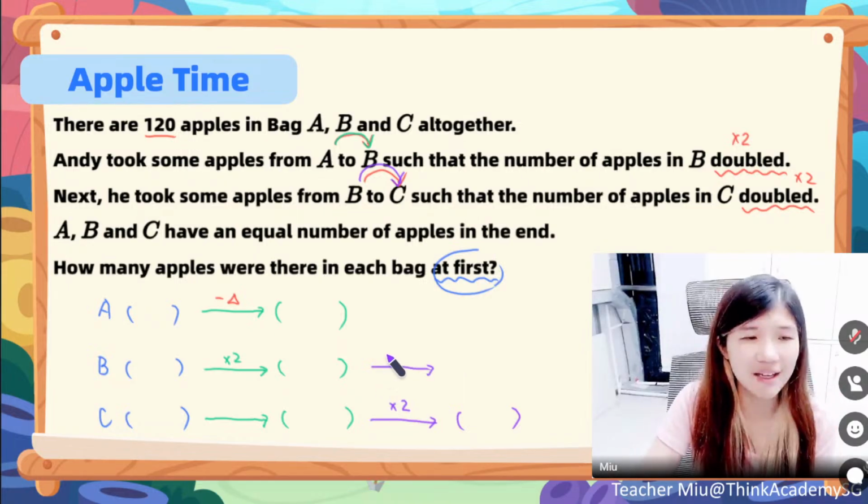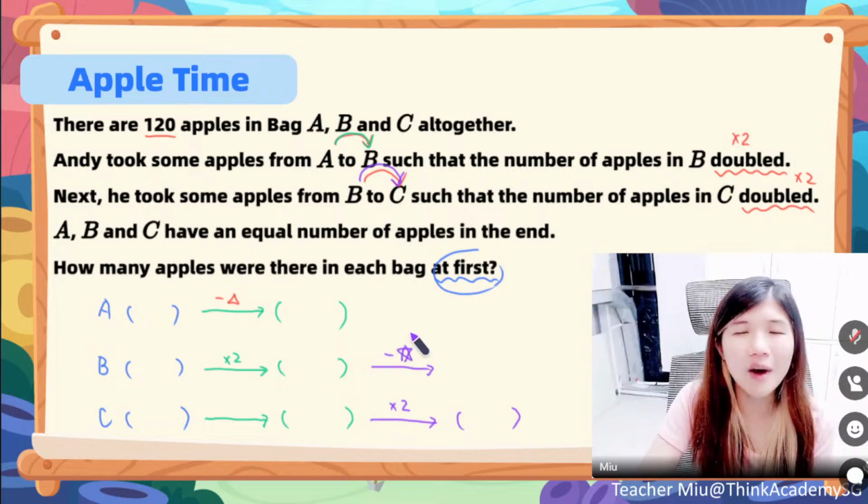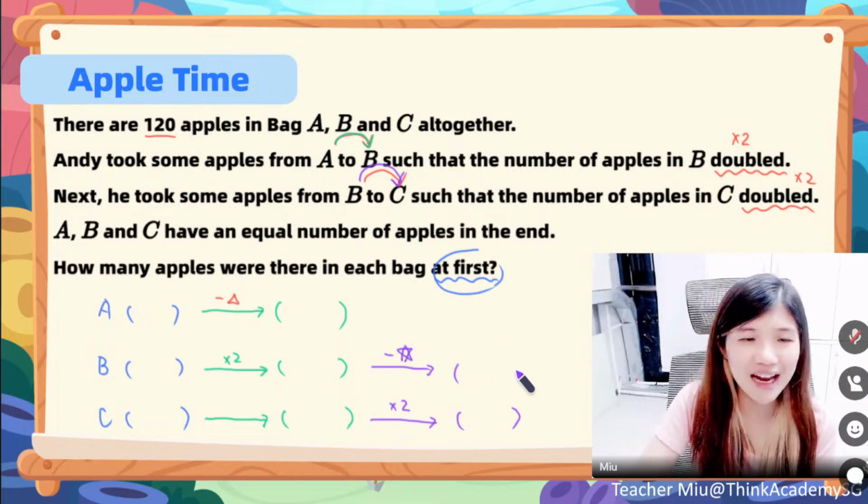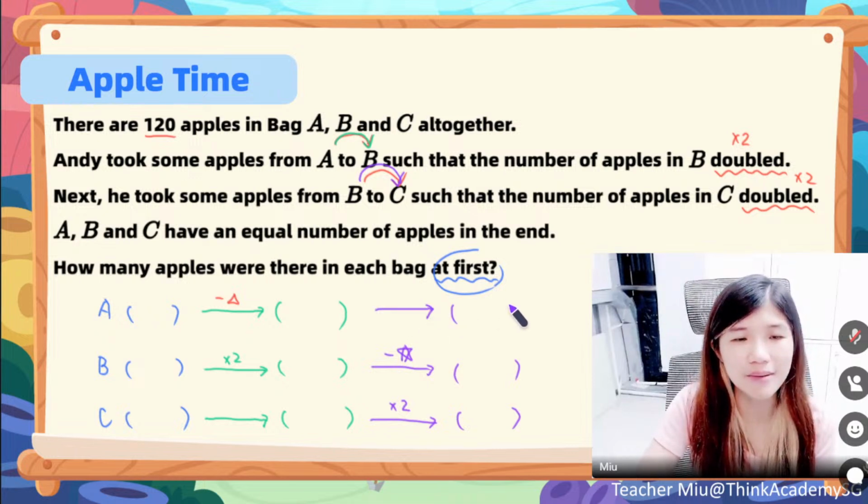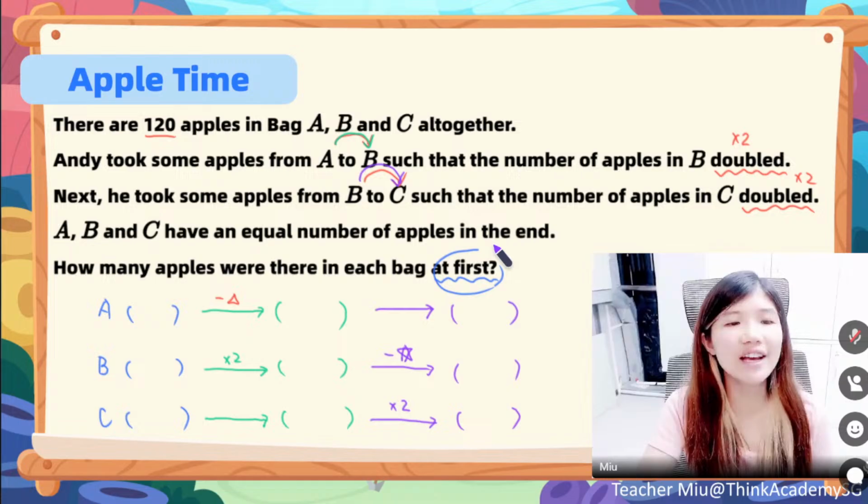So for B, he's only taken away something. But we don't know. Once again, it doesn't matter. So keep it. Continue. For A, nothing happened, right? So keep it. In the end, they got equal numbers of apples.